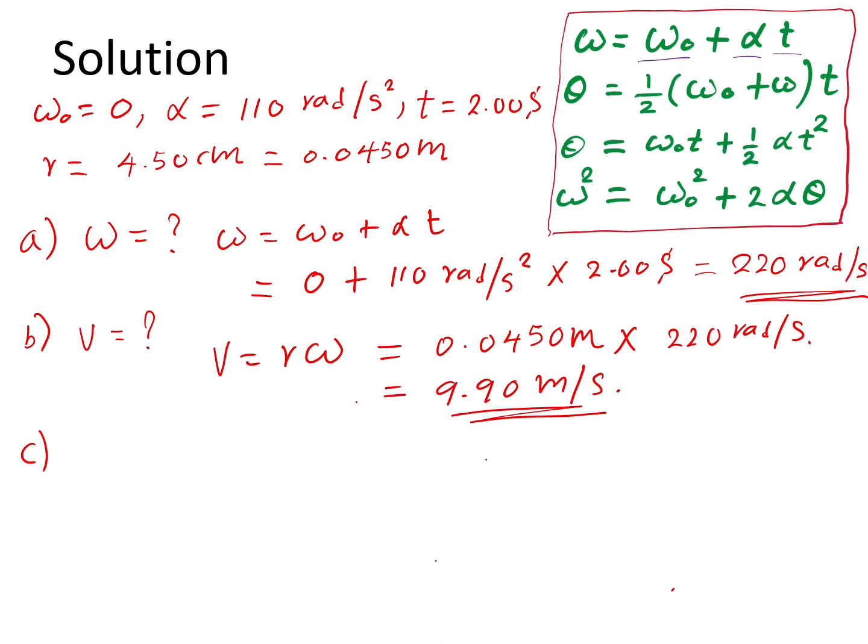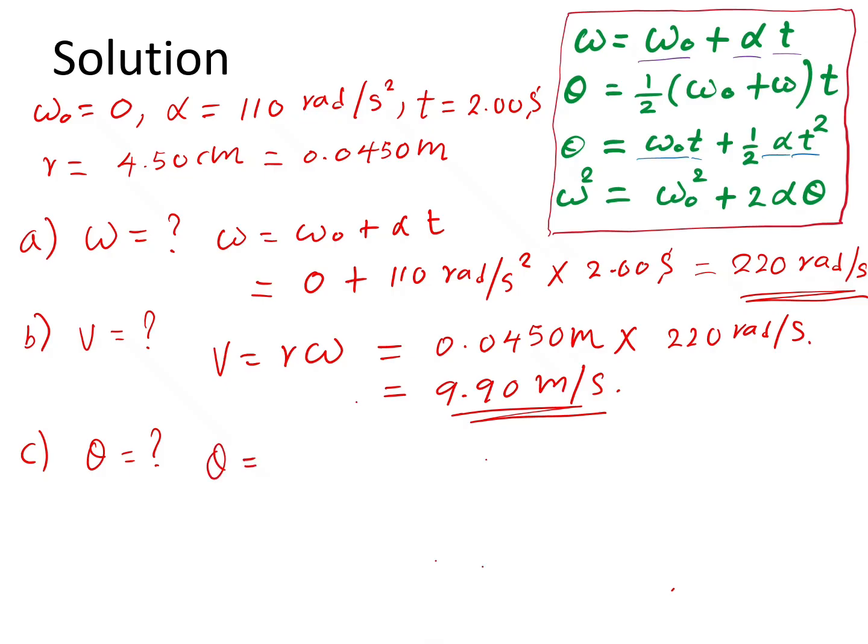For part C, we have to find the number of revolutions the reel makes during this time. For that, we have to find theta. And now we look at our equations and pick an equation that works for us. We know the initial angular velocity, we know the time, we know the angular acceleration. So we know everything in this third equation, so we can find theta using that. So let's use this equation.